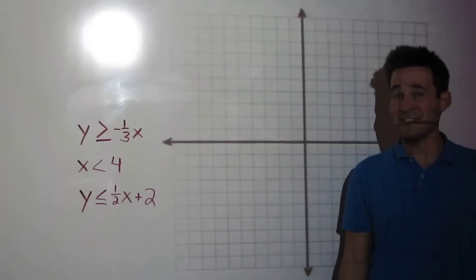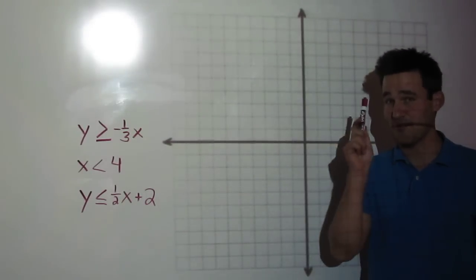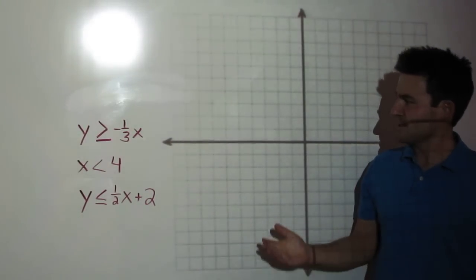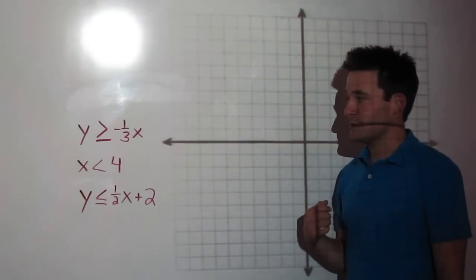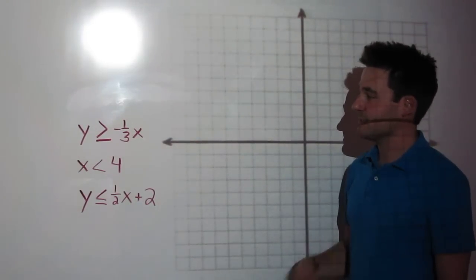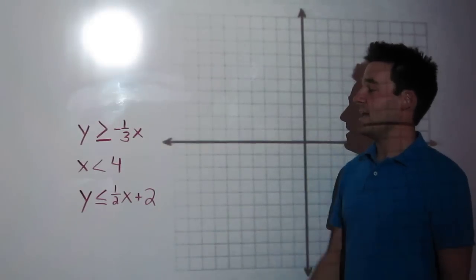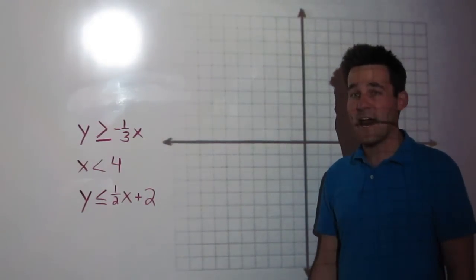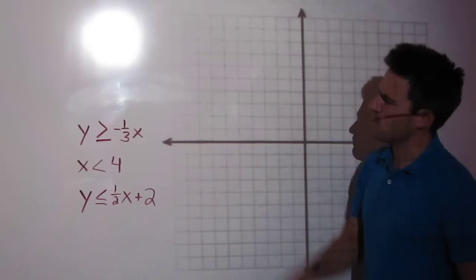I'm Kendall Robert, and today we're going to learn to graph systems of linear inequalities using just one color. Now in this case, we have three linear inequalities. y is greater than or equal to negative 1/3 x, x is less than 4, and finally, y is less than or equal to 1/2 x plus 2. Let's start with the first one.